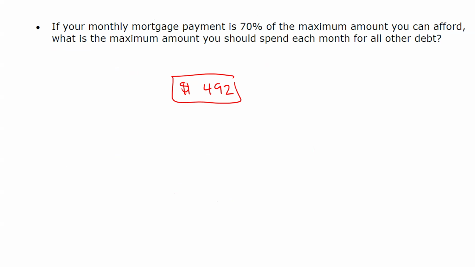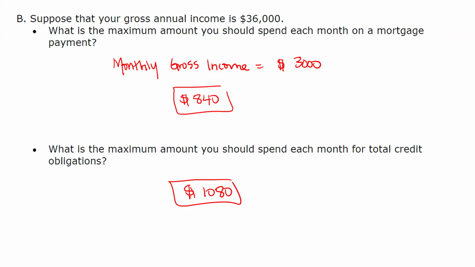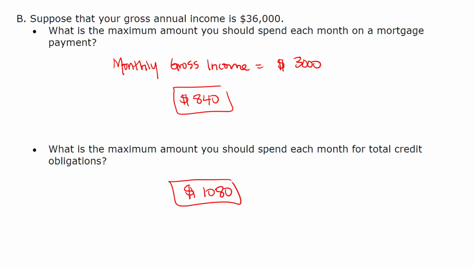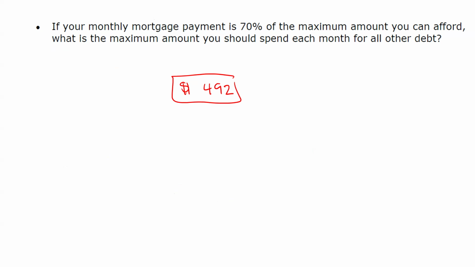And then lastly, if your monthly mortgage payment is 70% of the maximum amount you can afford, what is the maximum amount you should spend each month for all your other debt? We know that the total credit obligation we found in the previous problem is $1,080. That's the total amount we can give towards credit. So if our mortgage payment is 70% of the maximum amount, we take 70% of the $840, find that value, and subtract it from the $1,080 to get $492. So that is the maximum amount we would spend each month for all other debt that we have.